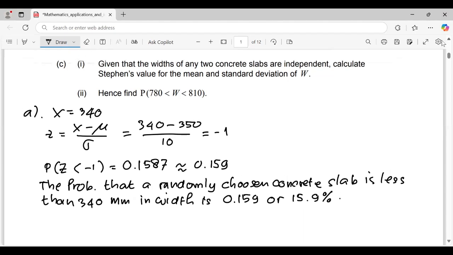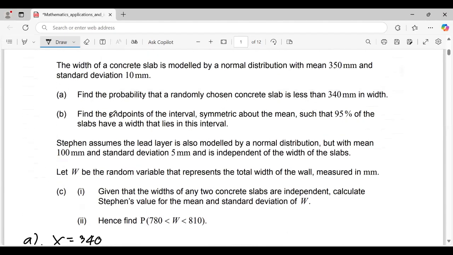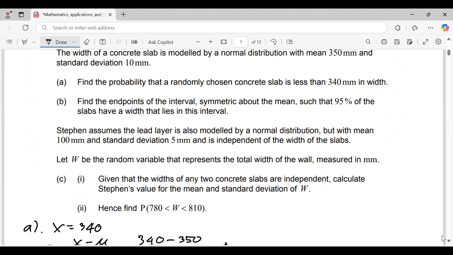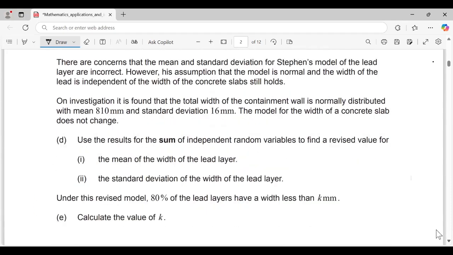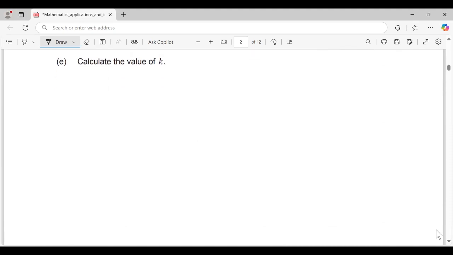Next, part B. Question B. Find the endpoints of the interval symmetric about the mean such that 95% of the slabs have a width that lies in this interval. So I'm going to move to the next space. Okay, part B.